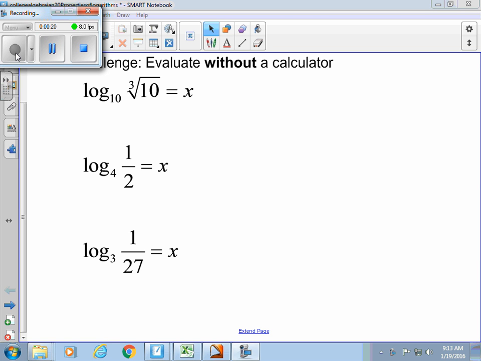Your tests are graded in Edline. I do expect to be able to hand them back to you tomorrow. I have a few people who still need to test. But as far as the grade goes, they are in Edline. Check that and you can see what your grade is. And we should get those back tomorrow.